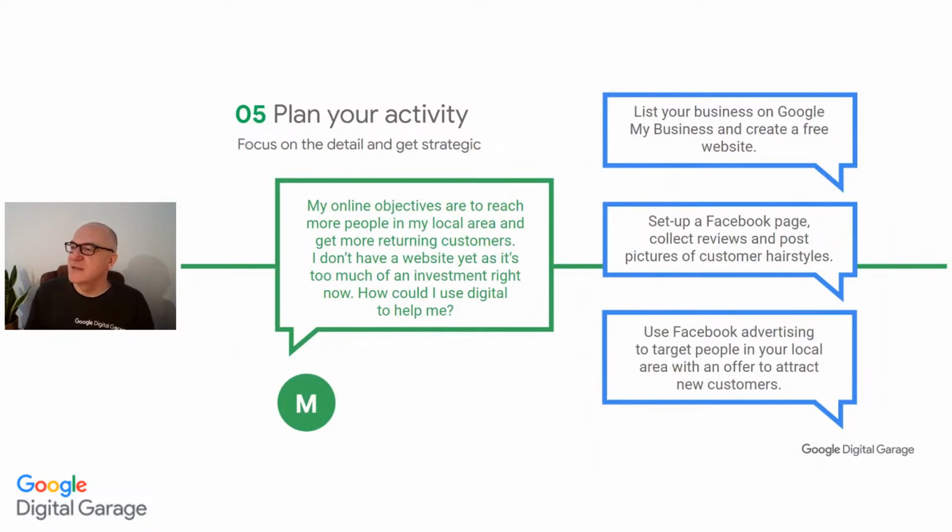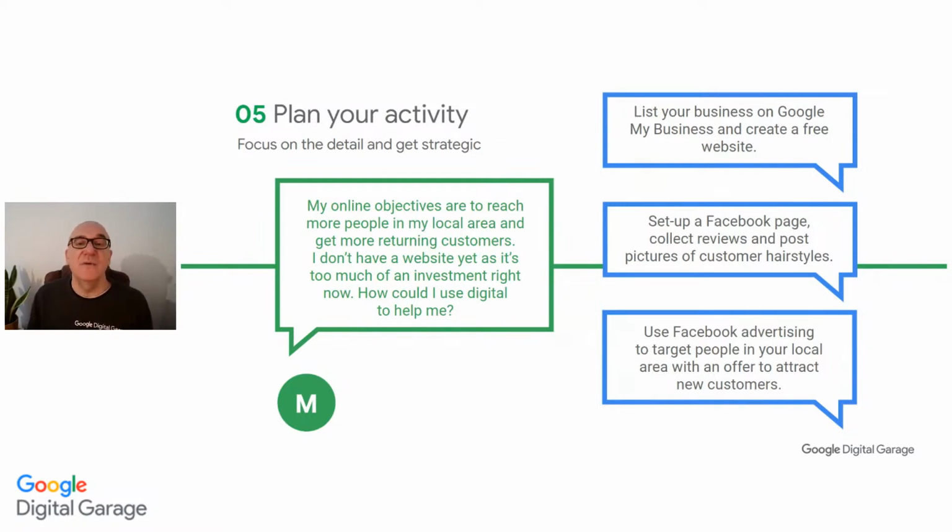My online objectives are to reach more people in my local area, get returning customers. I don't have a website because I can't afford it. How can I use digital? So you can, as we mentioned, get your business listed on Google My Business, but Google Business Profile, as it's known now. And within that, you can also create for free a very basic website. You've got an online presence now.